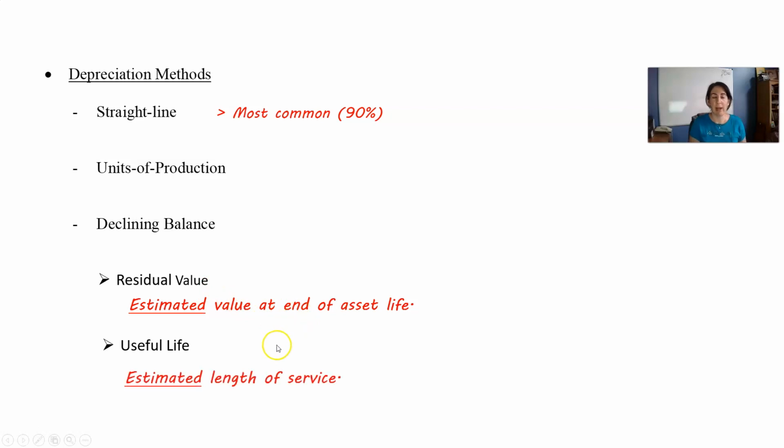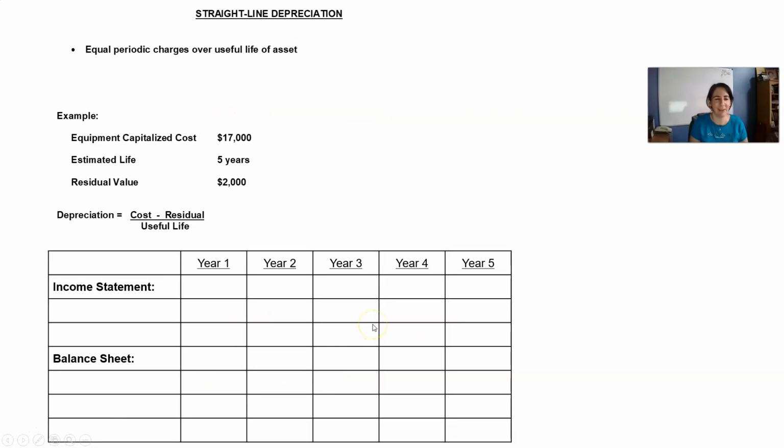And useful life, how long do you plan on using it? If you plan on using the vehicle for 7 years, that is the length of service, right? Again, it's an estimate, and it's hard to make these kinds of estimates sometimes. All right, so let's look at straight line depreciation.